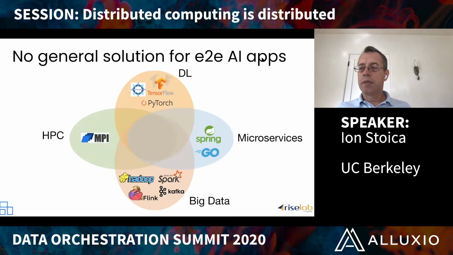Despite the convergence of distributed workloads, the systems used to support these different workloads are as diverse and distinct as ever. There is no single framework to support end-to-end distributed applications integrating these workloads. So, what do people do today?